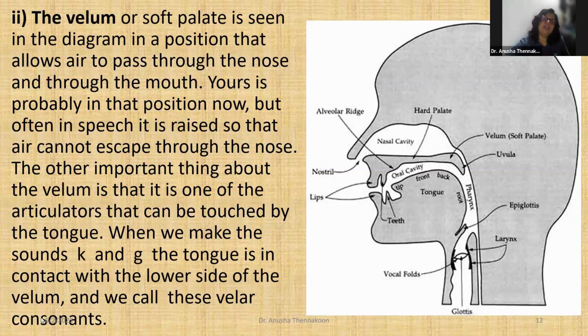When we make the sound k, g, you can also check k, g. The tongue is in contact with the lower side of the velum. So now you have an idea about the velum. You can check the velum in your mouth.